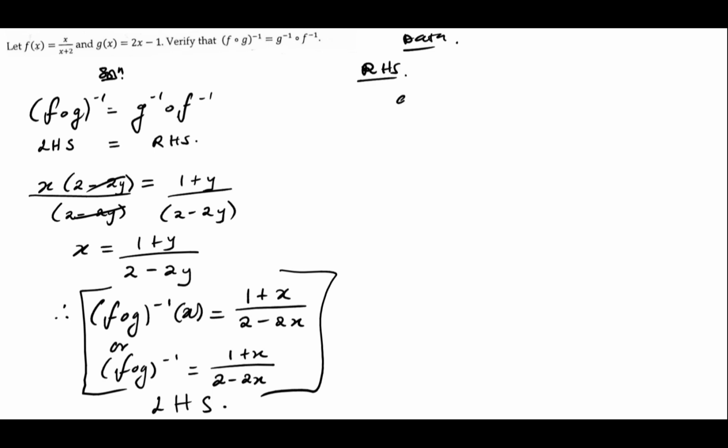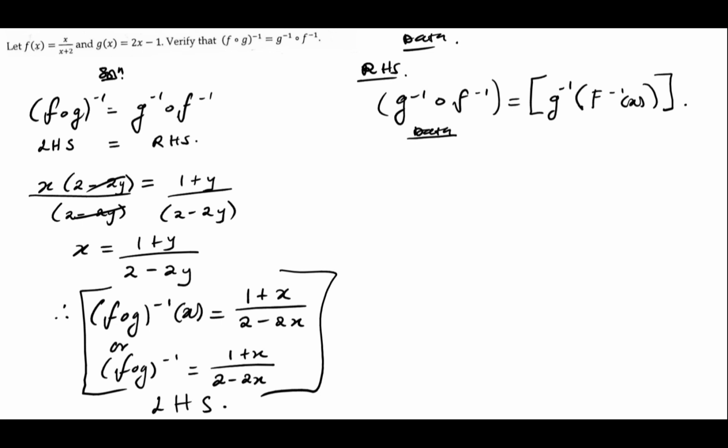The right-hand side needs the g inverse of f inverse, which means this can also be written as, in the g inverse function, wherever there's x, plug in the f inverse of x function. So basically you need to find the g inverse function and the f inverse function. So let us do that. Let's look for the data for the g inverse of x function.